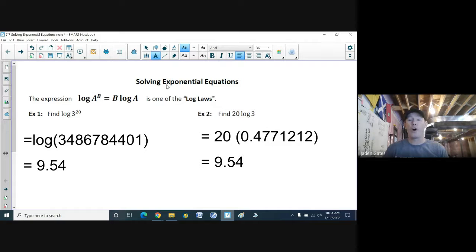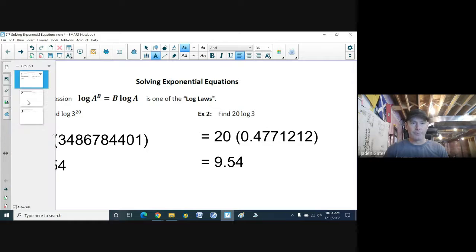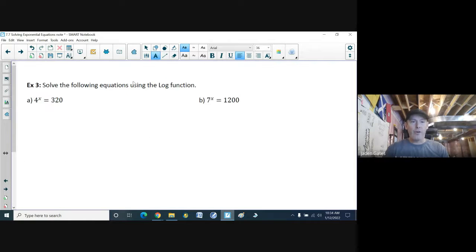Like I said, the reason we're using this log rule is because we're going to start solving exponential equations. So, for example, solve the following equation using the log function. We have 4 to the power of x equals 320. Now, this is something new for you because you've never had to solve for an exponent when solving equations. The x is always down to be a normal number.